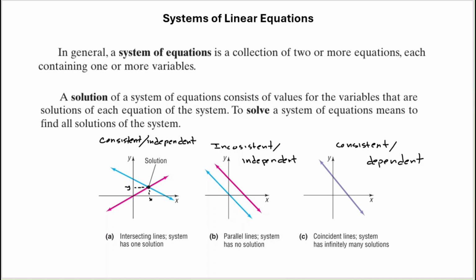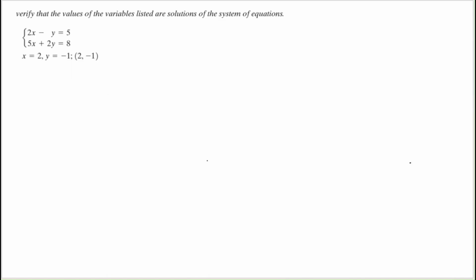Now let me give you some examples of solving systems of linear equations. In this first case, instead of solving, what we're going to do is check if given values of x and y are a solution of a given system. They say verify that the values of the variables are solutions of the system of equations. They give us the equations 2x minus y equals 5 and 5x plus 2y equals 8. And the solution they ask you to verify is x equals 2, y equals minus 1.